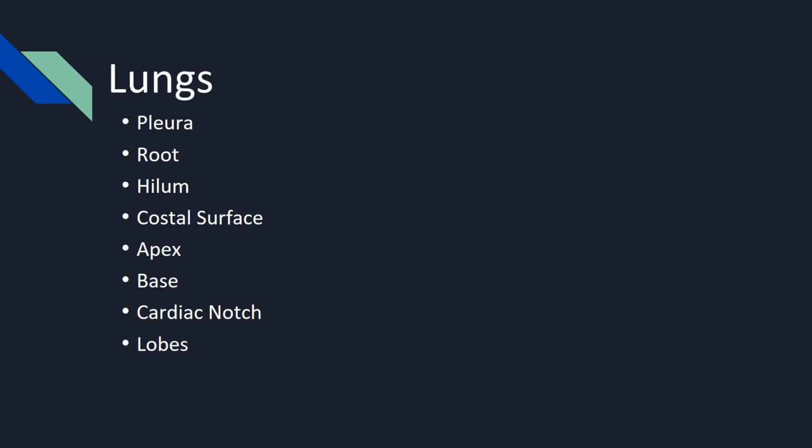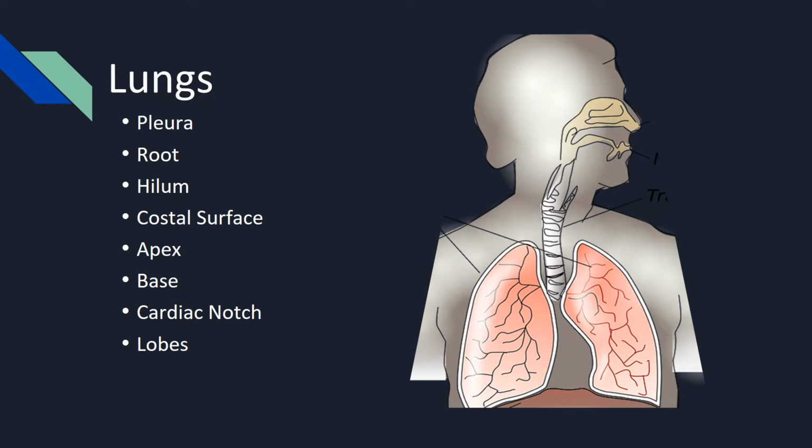In the lungs, they have layers just like every other organ, the visceral and parietal, and then within the cavity is the pleural fluid that reduces friction. Infection of the cavity is pleurisy. The root is where the bronchi and vessels enter the lung. The hilum is where the root goes in, which is an indentation.